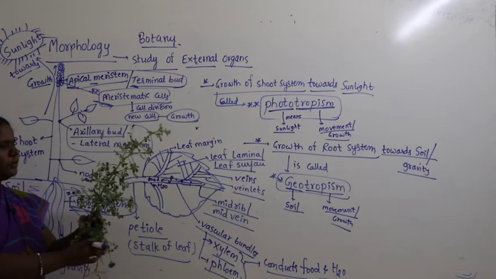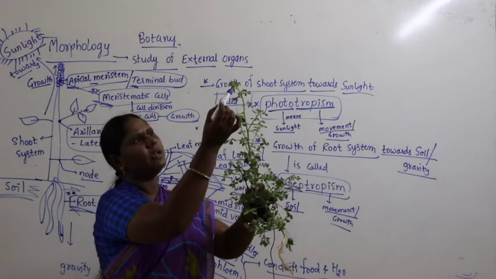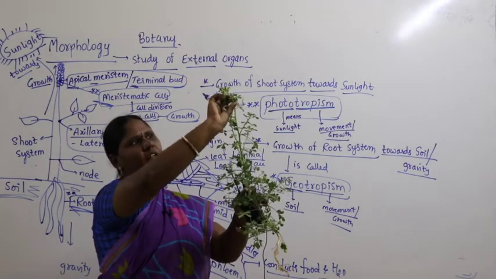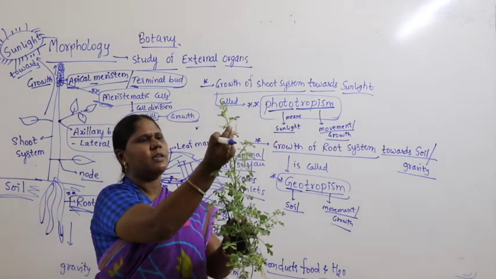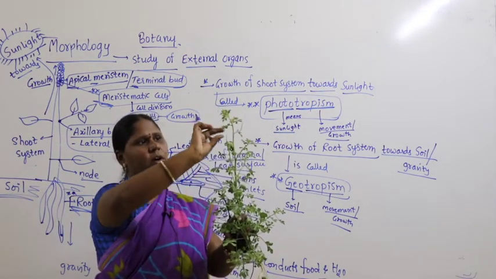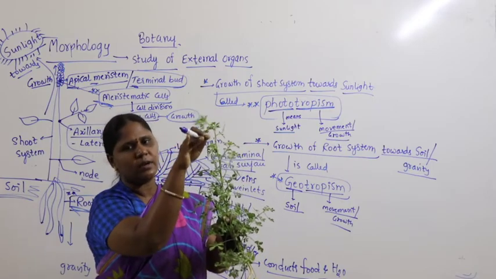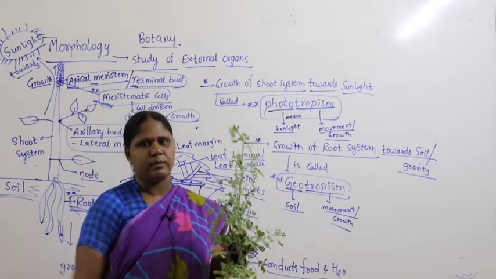Right. Now, if you observe this carefully, this is the terminal tip where growth is happening. You can see the curvature of the plant, that is towards sunlight. Why is the stem not straight like this? In some plants you find there is a curvature of the plant. Why is there a curvature? The growth is happening towards the sunlight.